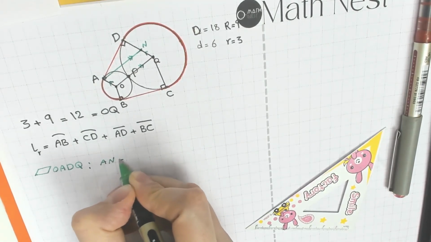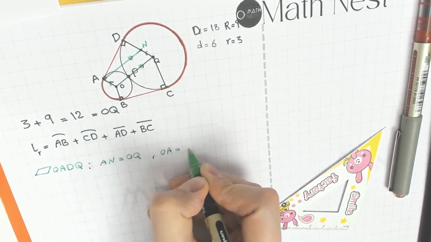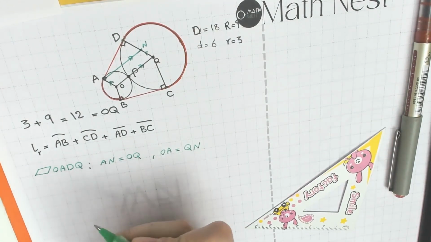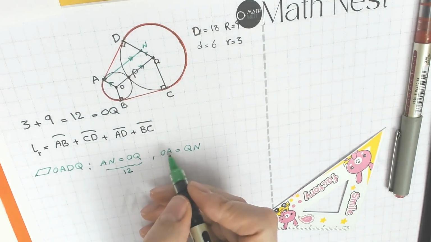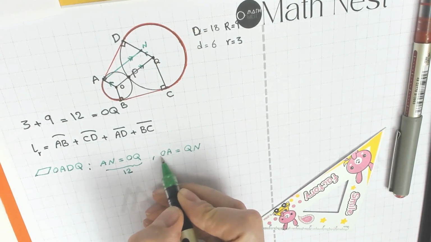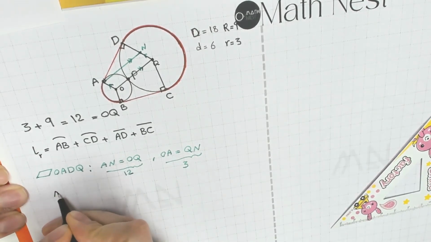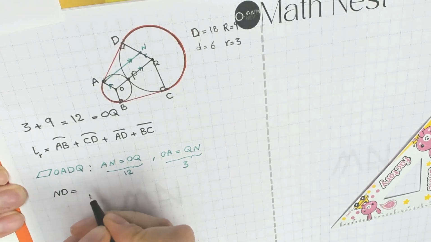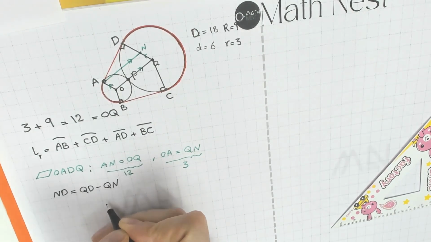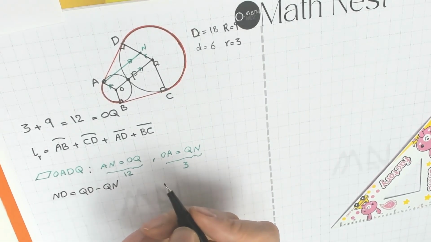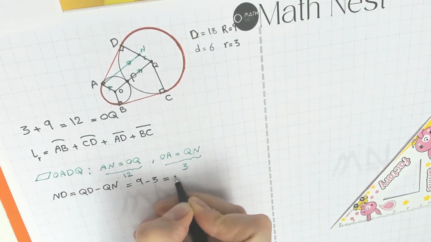AN equals OQ, then OA equals QN. Exactly, the lengths of AN and OQ are 12, and the length of QN equals OA, which is 3. Therefore, the length of ND is equal to the difference of QD and QN, which is the difference between the two radii: 9 minus 3 equals 6.